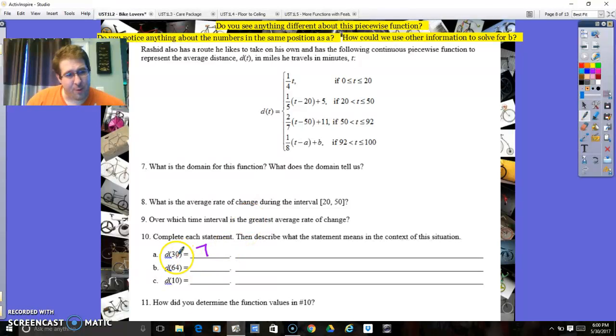So what does that mean? After 30 minutes, is this minutes? I'm just going to assume it's minutes. I think it is. After 30 minutes, they have traveled 7 miles. That's what I would write right there.